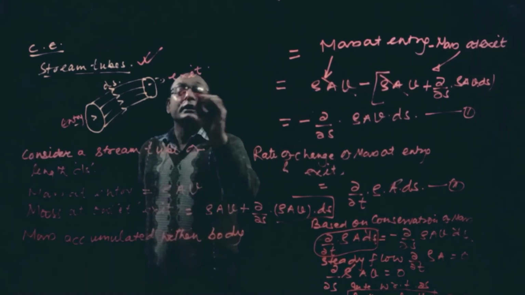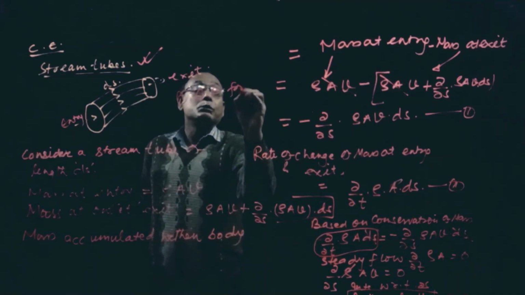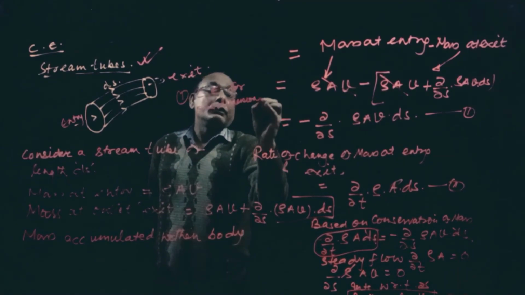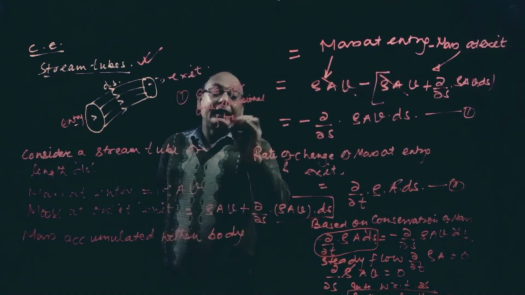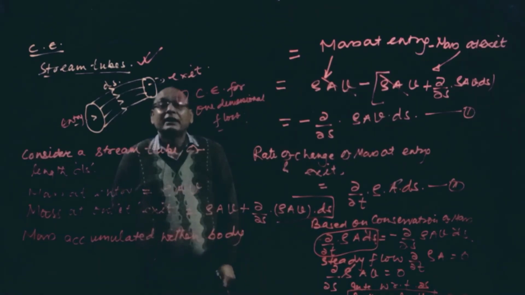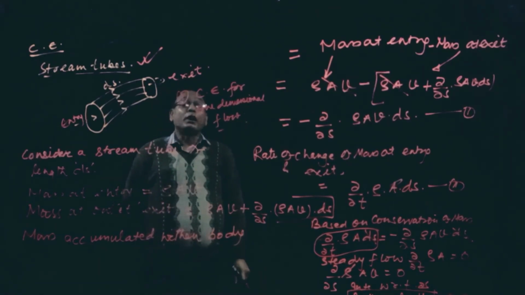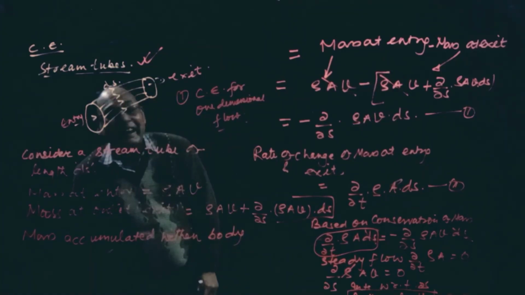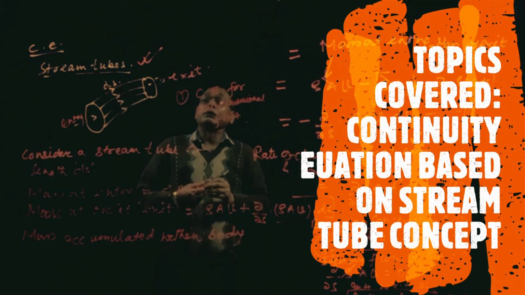So what we have derived is the continuity equation for one dimensional flow. In the next lecture I am going to derive the differential continuity equation for three dimensional flow, that means x coordinate, y coordinate and z coordinate also. So we will derive that relation in the next lecture.